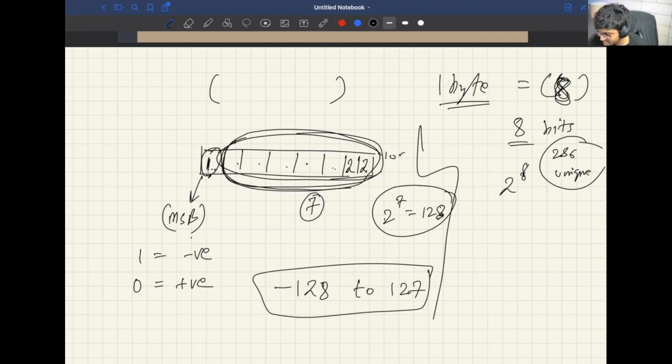Now, why is this range not till 128? Can anyone tell me? Why is it not till 128? Because of 0. Yeah. Because 0's 2's complement, or negative of 0, is equal to 0 only. That is the reason this 1 bit is extra.